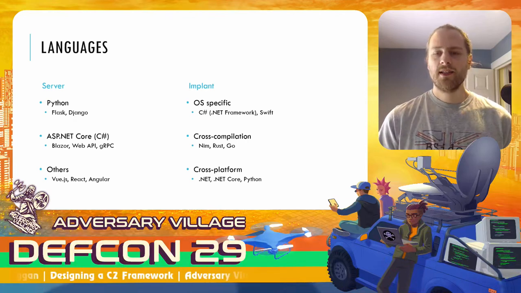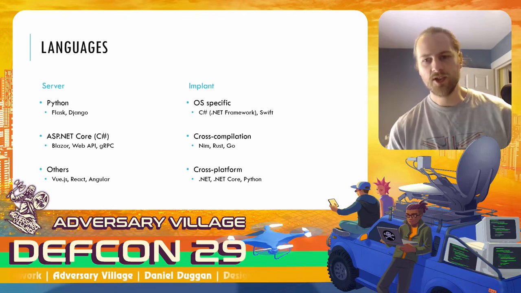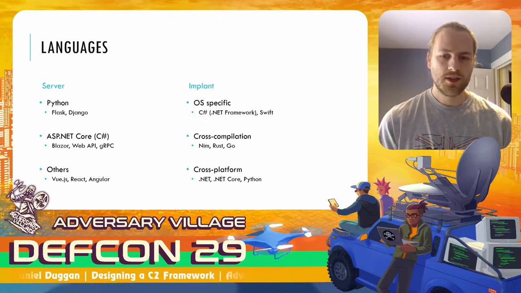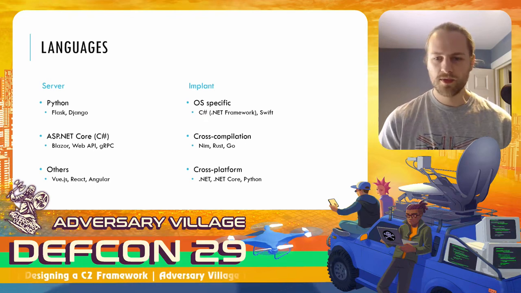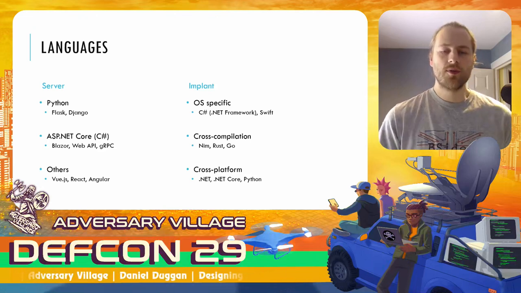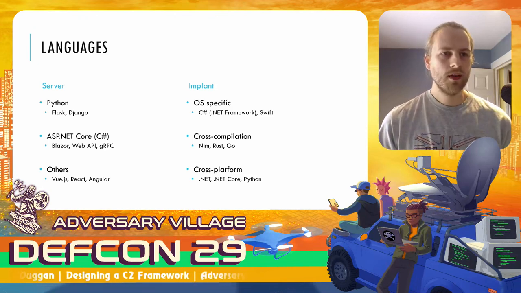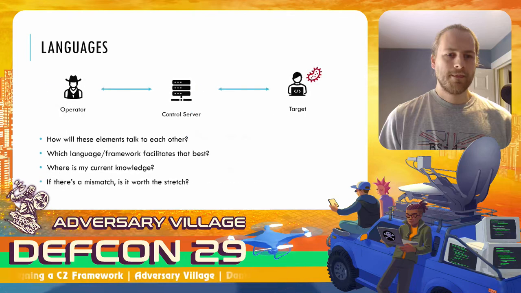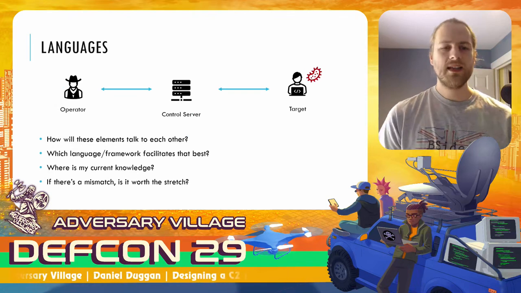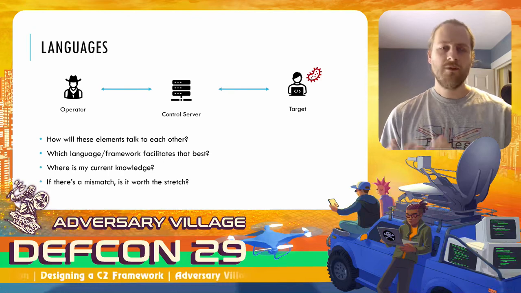just to make it easier for people to pick up and use. And so you have OS specific languages like C Sharp to target the .NET framework, and you have Swift on macOS. You have languages that cross-compile like Nim and Go and Rust. And then you have actual proper cross-platform languages like .NET Core, and Python. But you certainly need to consider how these elements are going to talk to each other and which language facilitates that best.